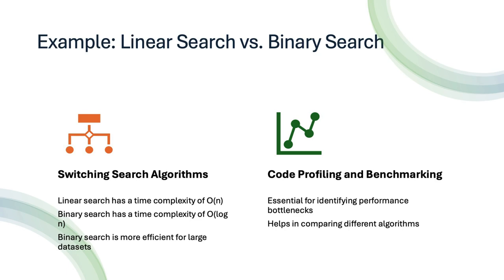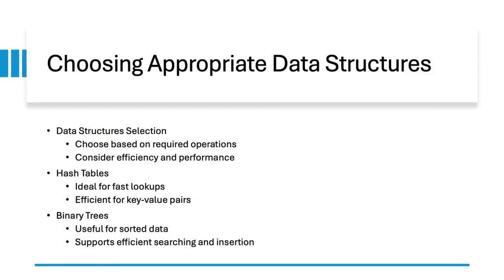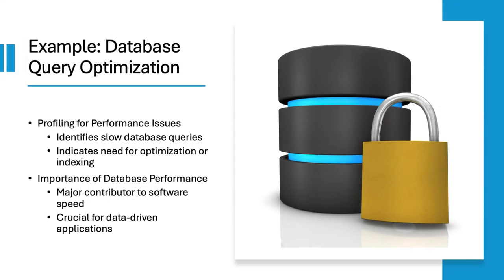Code profiling and benchmarking are crucial for identifying performance issues and comparing algorithms. Selecting the right data structure is crucial. Use hash tables for fast lookups and binary trees for sorted data. Profiling can identify slow database queries, suggesting optimization or indexing.